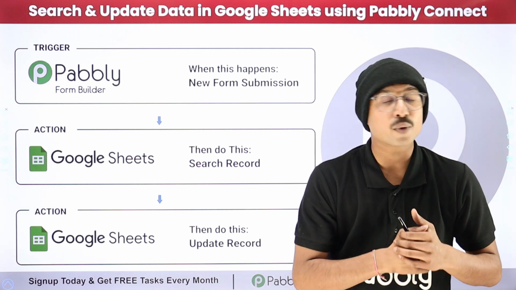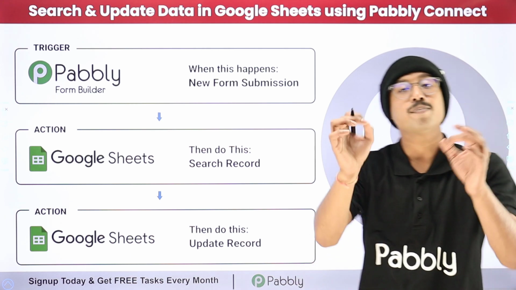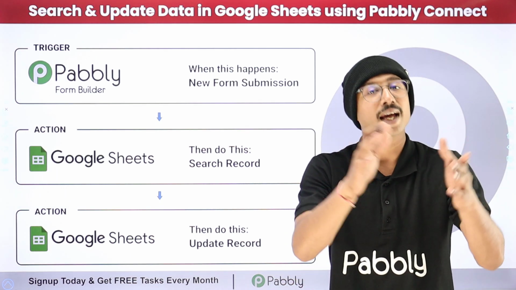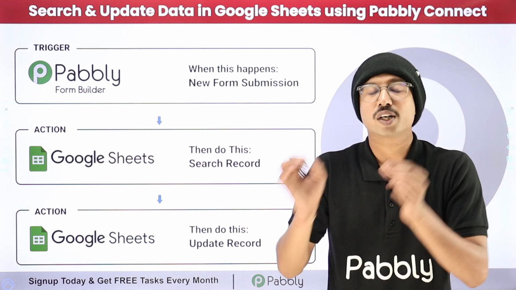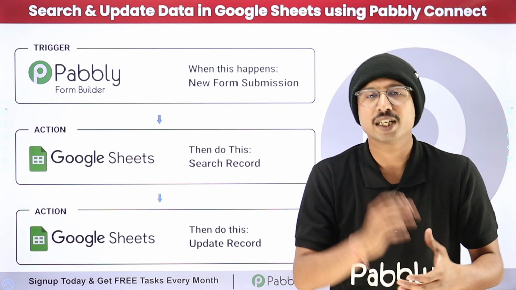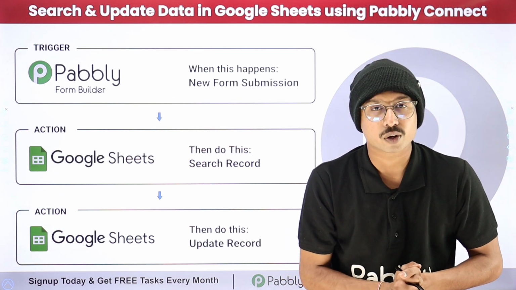So in this video, we are going to learn how to search and update data in Google Sheets using Pabbly Connect. Yes, that's right. In this video, I'm going to show you how you can search for a specific record, for a specific data in your Google spreadsheet and update the data of that row automatically using Pabbly Connect automation.